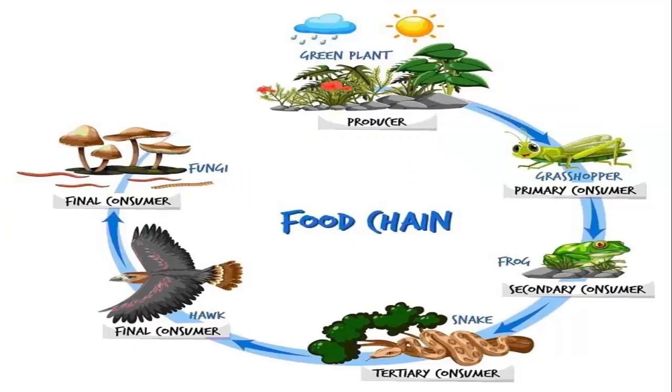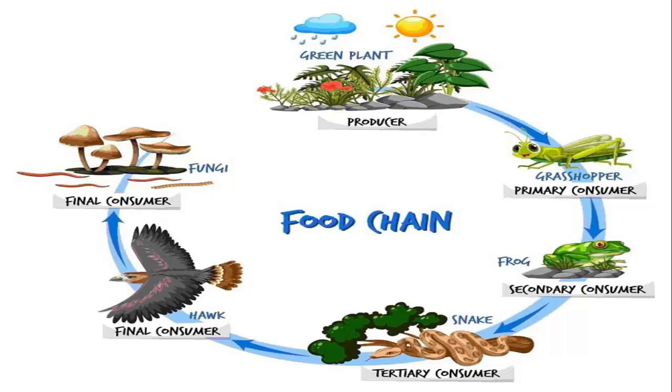So this is an example of a food chain. You have first the producer in the first trophic level, and then primary consumer in the second trophic level, secondary consumer in the third trophic level, tertiary consumer in the fourth trophic level, and then final consumer in the fifth trophic level.